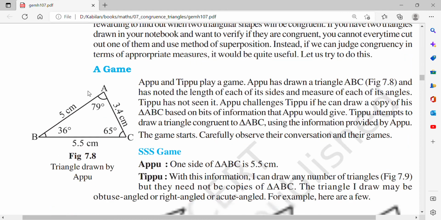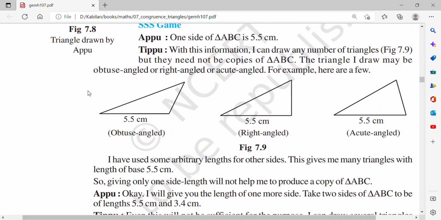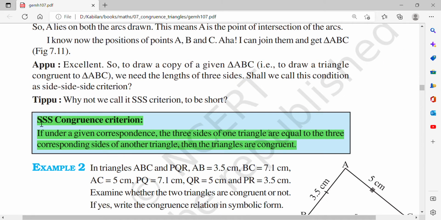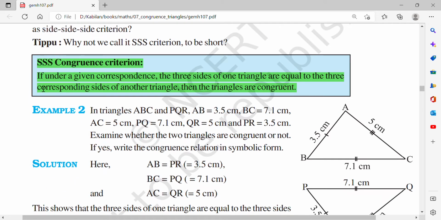Criteria of congruence of triangles. There are many types of congruence in triangles. The first one is SSS congruence. S means side, so SSS means three sides. Side congruency: if under a given correspondence, the three sides of one triangle are equal to the three corresponding sides of another triangle, then the triangles are congruent.